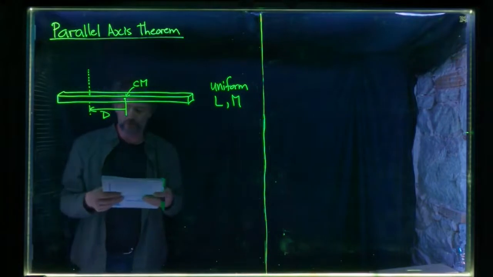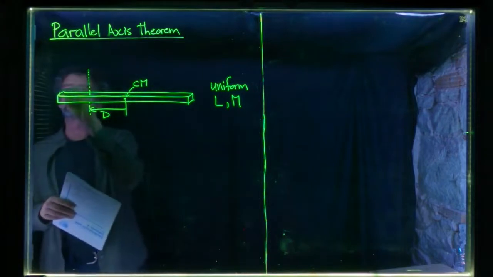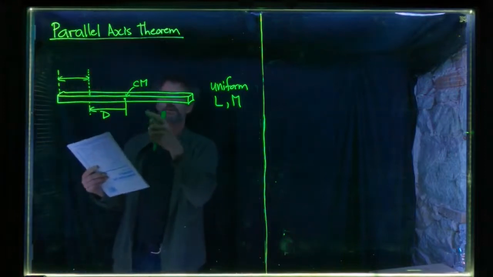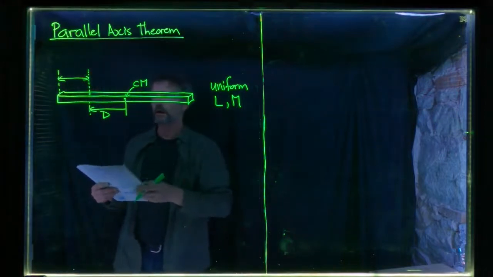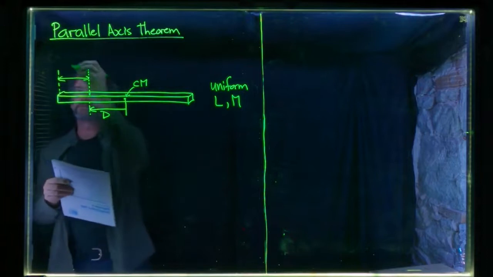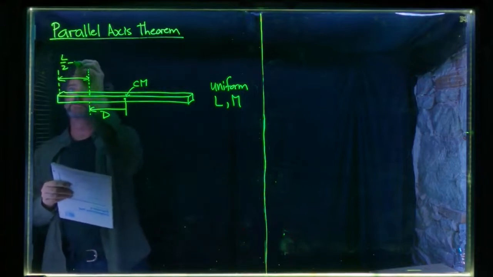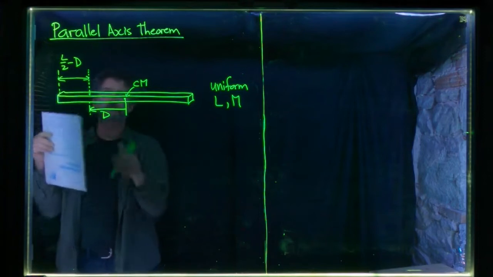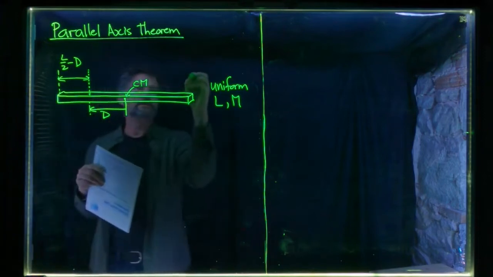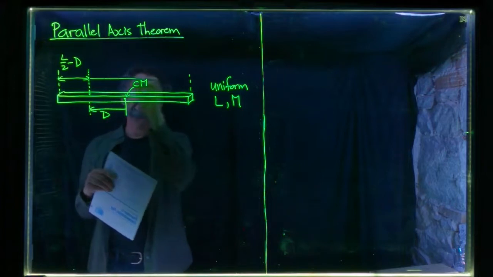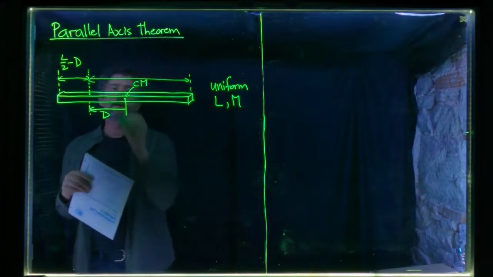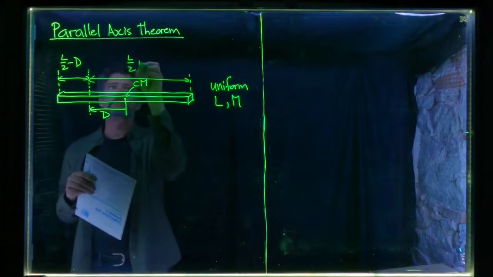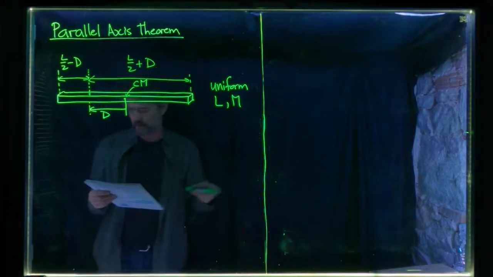And so we're going to need these two distances. We're going to need this distance, which is obviously equal to L over 2 minus d. So it's half the length of the rod minus d. And we're going to need this distance, which is equal to L over 2 plus d.